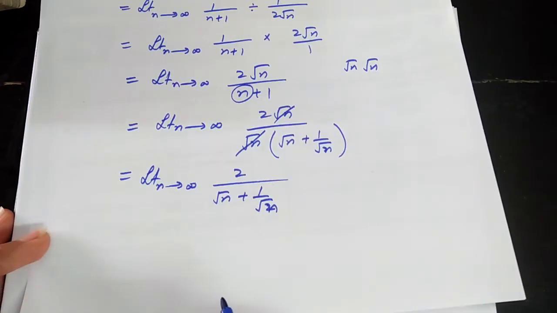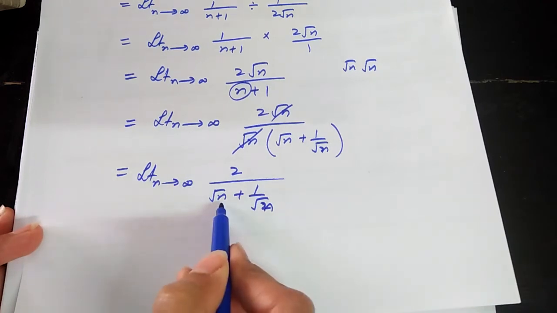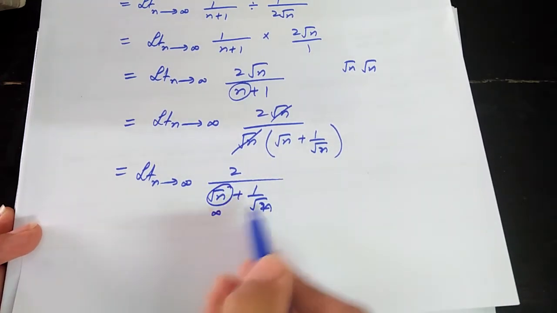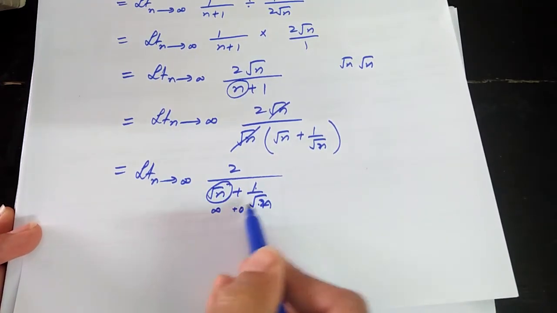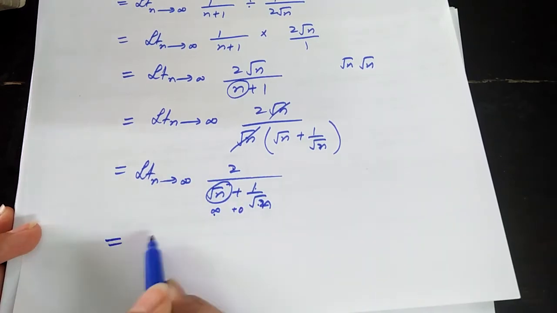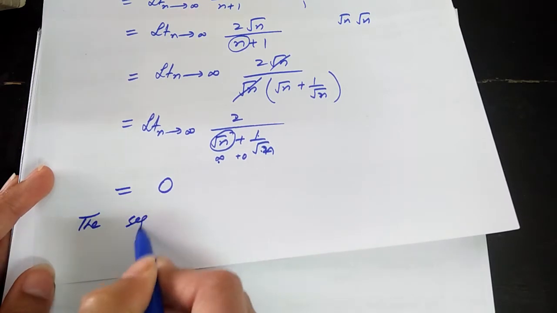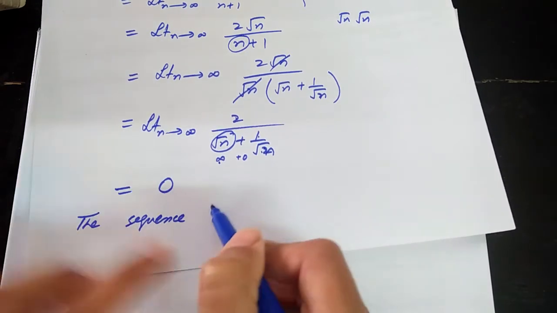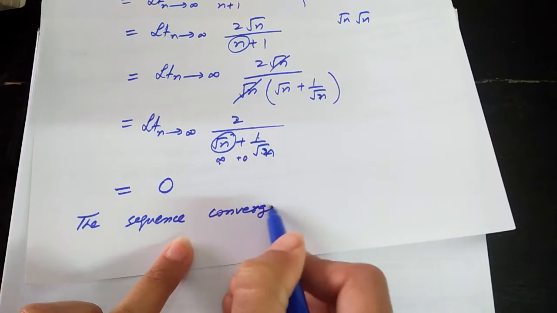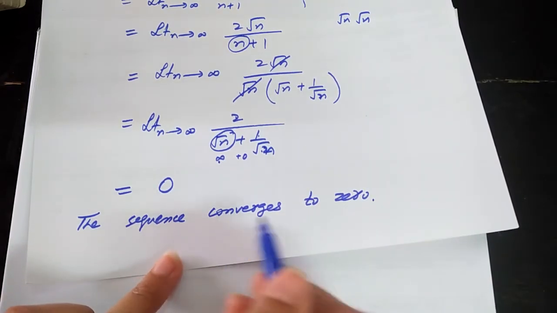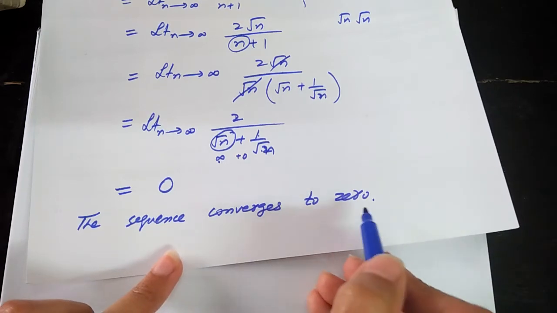Now if I apply the limit here, 2 over infinity, and 1 over infinity will give you 0. So 2 over infinity will give you the answer 0. So the sequence converges. The sequence converges to 0. Or you can write it like: the sequence converges and its limit is equal to 0.